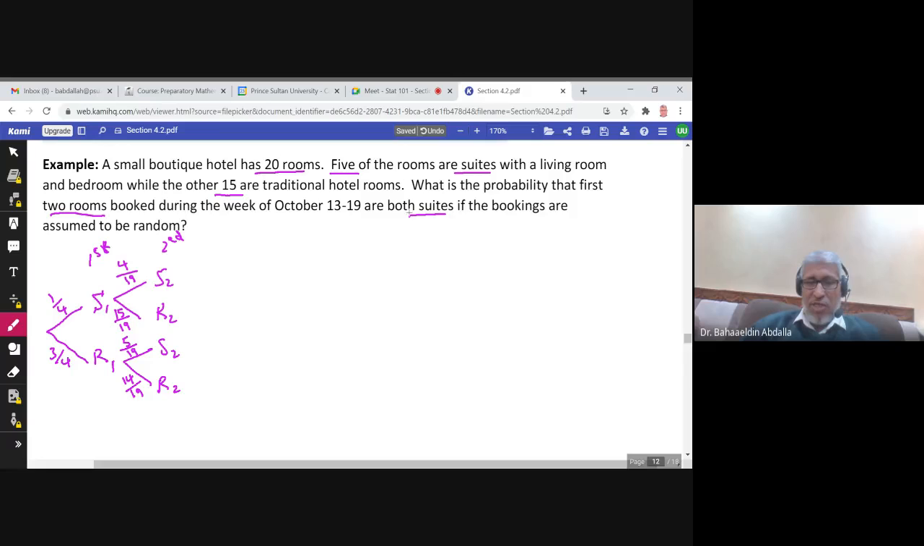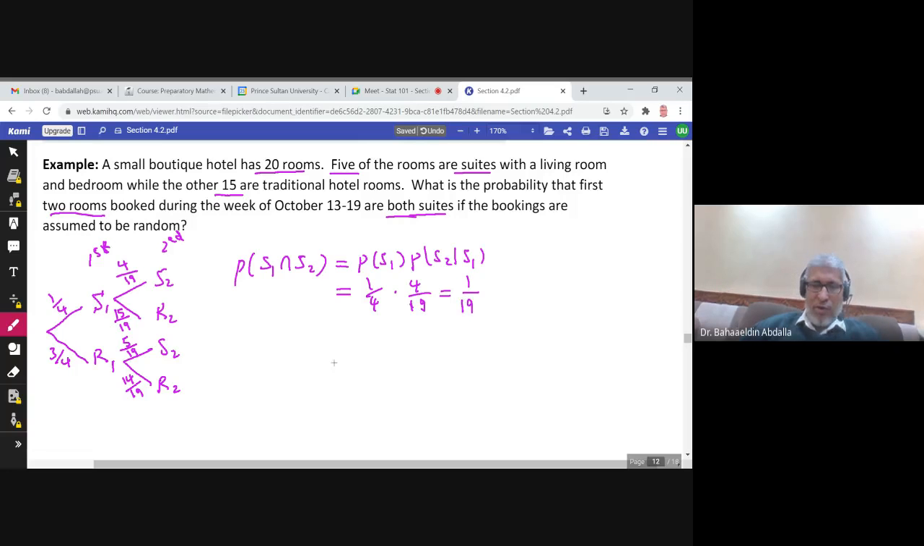Now the question is not asking about given probabilities, he is asking about both suits. Both means he is asking about the probability of S1 intersection S2. By definition, S1 intersection S2 would be the probability of S1 multiplied by the probability of S2 given S1. And the probability of S1 is 1 over 4, and the probability of S2 given S1 is 4 over 19, and the answer would be 1 over 19.